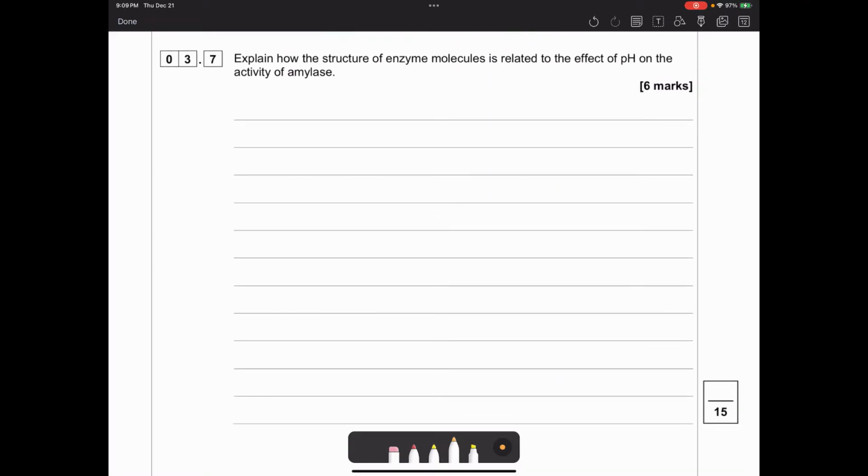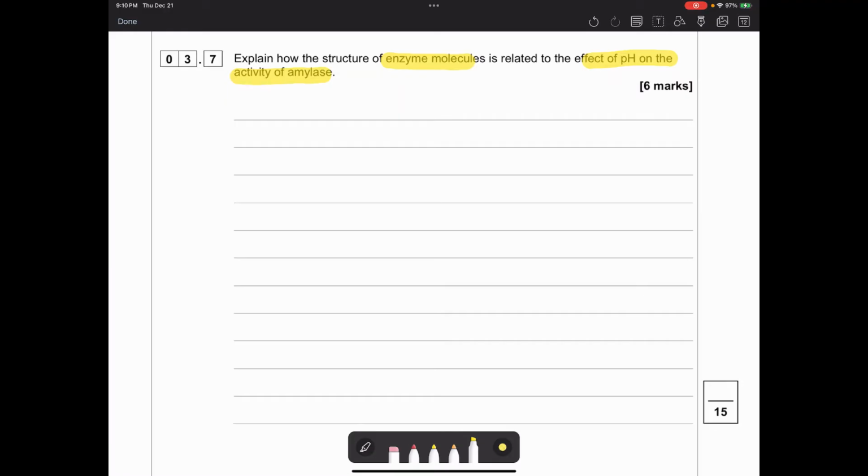Question 3.7 then, a 6 marker. Explain how the structure of enzyme molecules is related to the effect of the pH on the activity of amylase. So explain how the structure of the enzyme molecule is related to the pH on the activity of amylase.